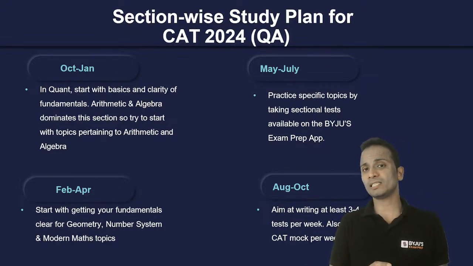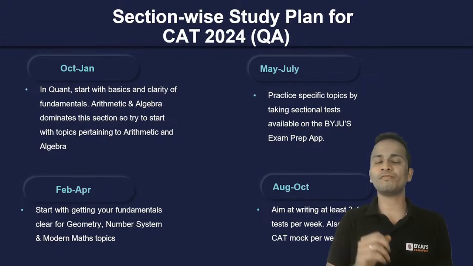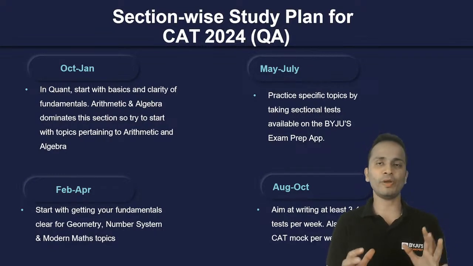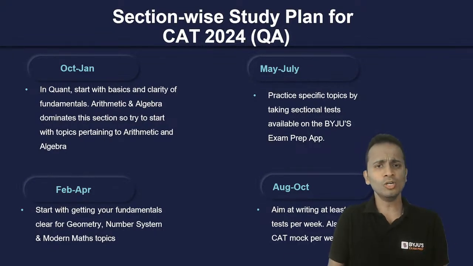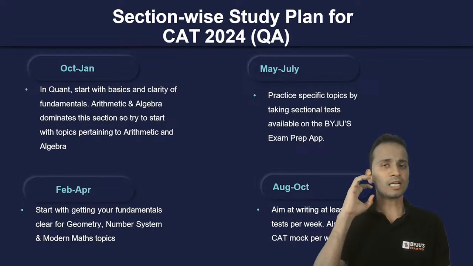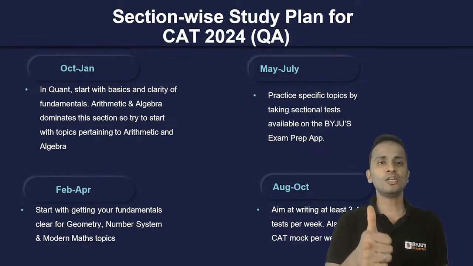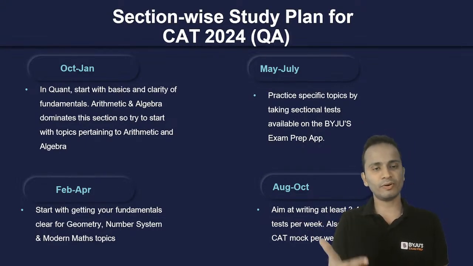These two areas may cover two-thirds of the QA section. So that means they are very important. So the first 3 or 4 months, completely dedicate this time to arithmetic and algebra, right?